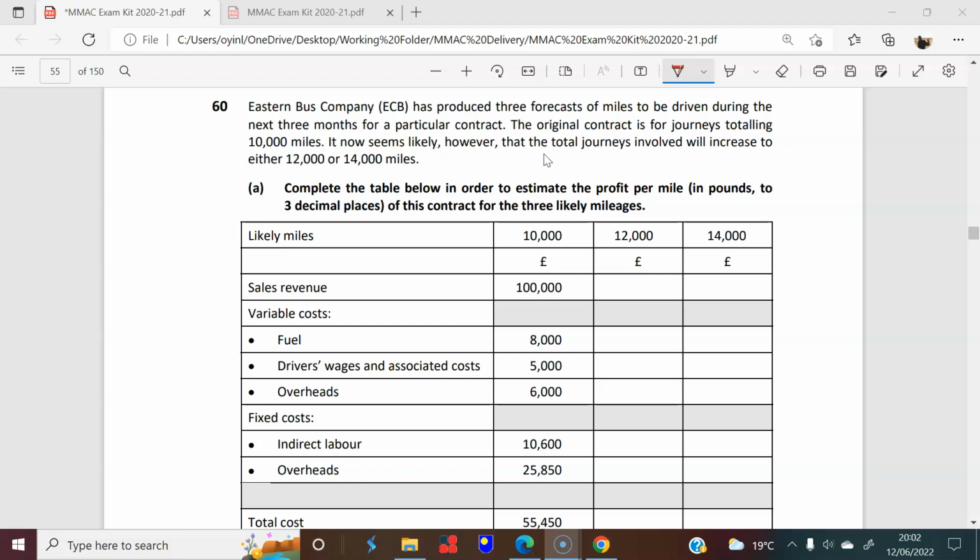So we have forecasts of miles to be driven. In a way, it's almost like a flexible budget, isn't it? A flexible budget where we're just looking at what the different scenarios are for the different outputs. So we have 10,000, 12,000, and 14,000.